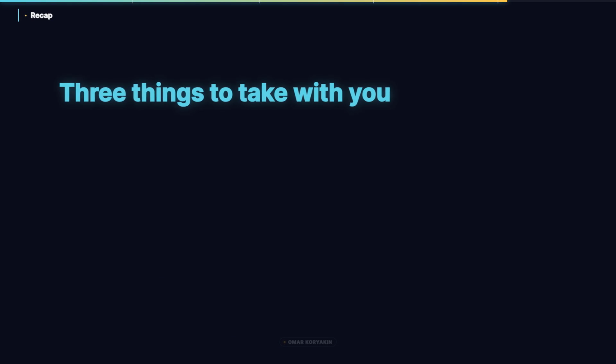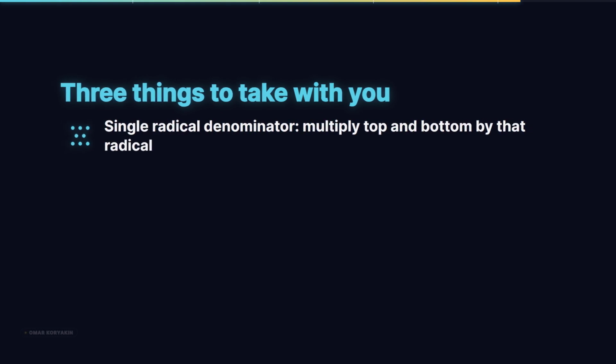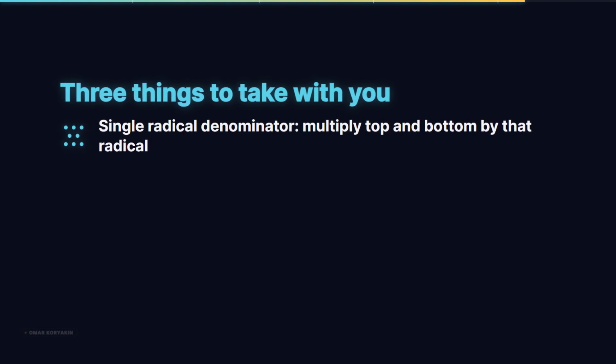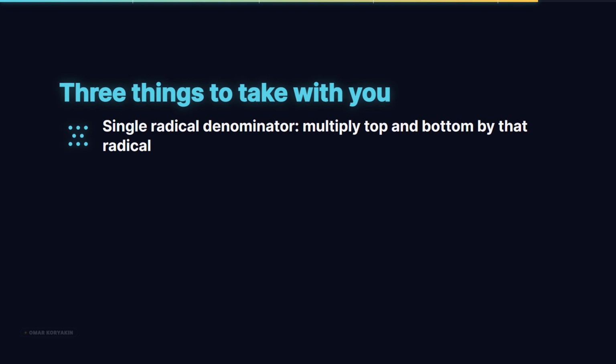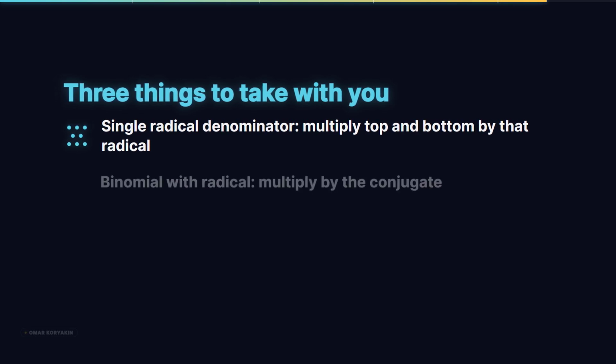3 takeaways for rationalizing denominators. They cover every standard textbook case. Single radical denominator: multiply numerator and denominator by that same radical. The denominator becomes the radicand without a radical, the numerator picks it up, and the fraction's value is unchanged.